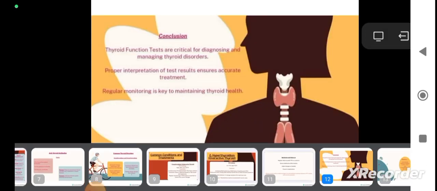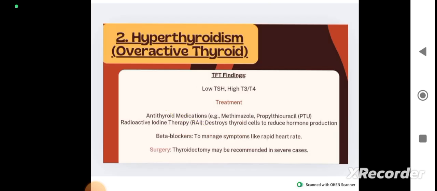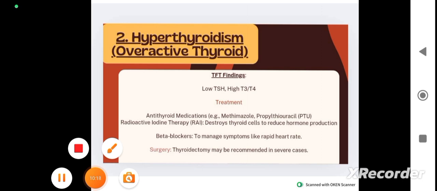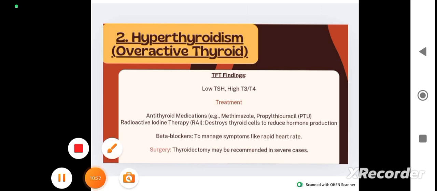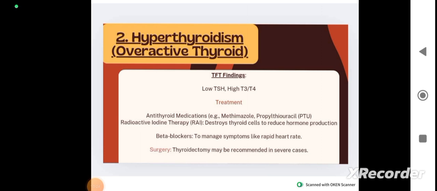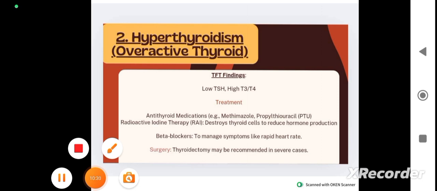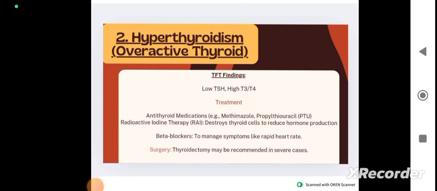Also, one fun fact I want to tell you: radioactive iodine, they are talking about the iodine isotope I-131, is used in imaging and diagnosis and treatment of thyroid cancer cells. It is not prevalent in India just now, but it is used in developed countries.